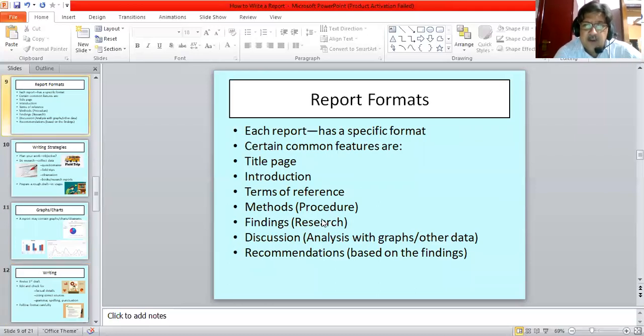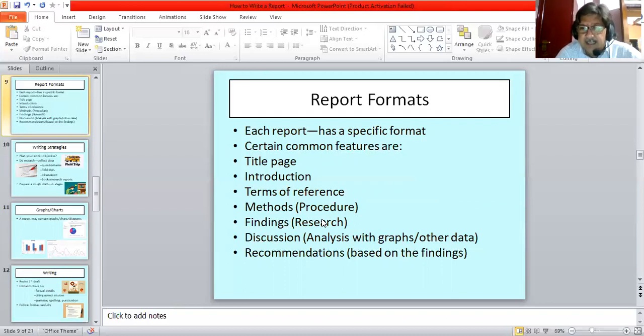Now, before we talk about the writing of the report, let us take a brief look at the format of the report. Now, obviously, as I have said, each report will follow a specific format. Certain common features of especially long length reports are there's a separate title page, there's an introduction, terms of reference, or that means the particular context in which the report is being written and who has ordered the writing of the report. Now, please do keep in mind that there is always somebody who orders the report or who orders the investigation or inquiry that goes into the making of the report.